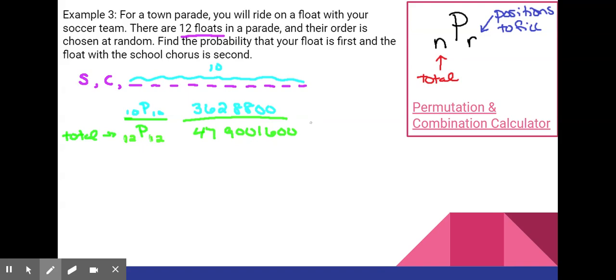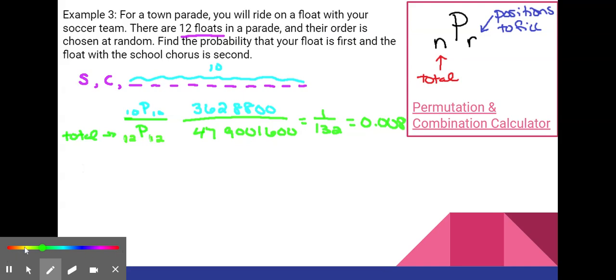Now, if your calculator will give you it as a fraction, that's great. And the reduced fraction of this is 1 over 132. But if it doesn't give you a reduced fraction and it gives you a decimal, that's fine. It is 0.008 is what it would round to. Okay, so whatever option works for you. So that's one way of doing it.